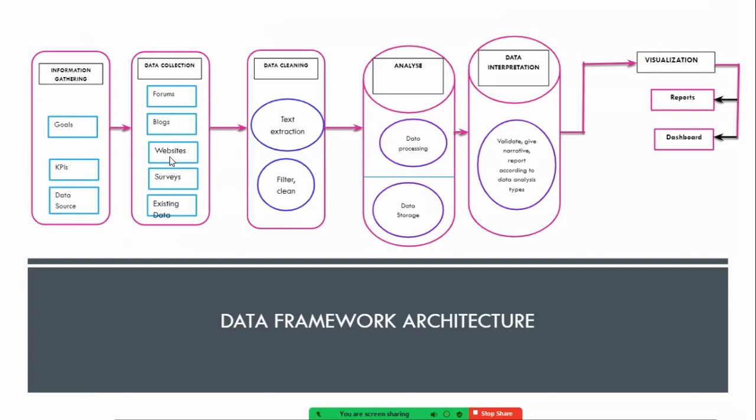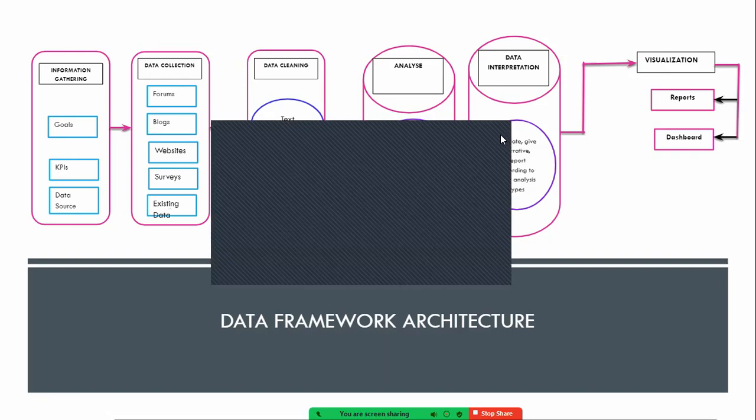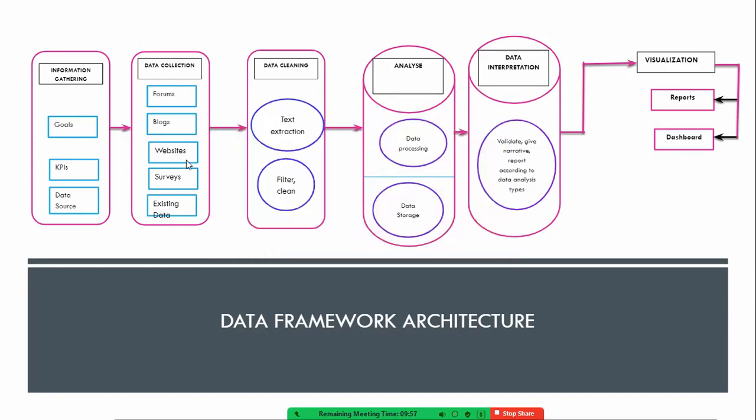So data collection, how do you do that? You can get your data from forums, from blogs, from websites, from surveys. You send a customer survey form to your customers. They'll fill it and they'll give you data. Existing data, you can analyze existing data. And also the fresh voter registration data they want to get.